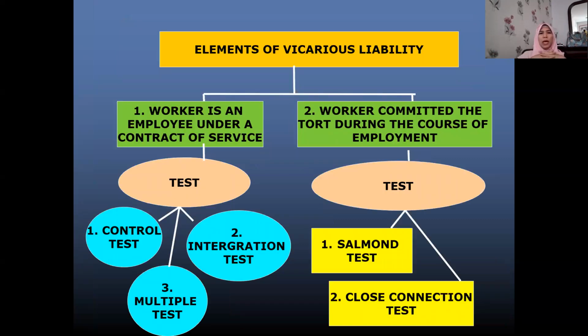Okay, now we go to the elements. Just now we said we have two elements. The first one must establish the relationship, employer-employee, and then another one is the tort was committed in the course of employment.